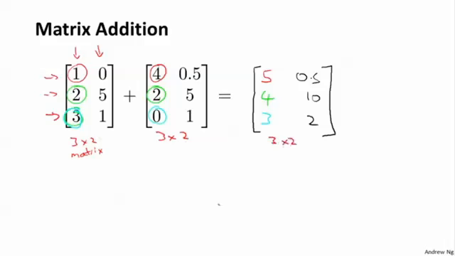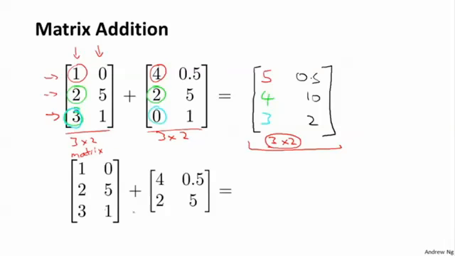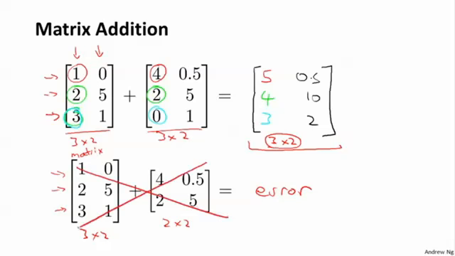So you can only add matrices of the same dimension, and the result will be another matrix of the same dimension as the ones you just added. In contrast, if we were to take these two matrices, this one is a 3 by 2 matrix, so again, 3 rows, 2 columns. This here is a 2 by 2 matrix. Because these two matrices are not of the same dimension, this is an error. You cannot add these two matrices, and their sum is not well defined.